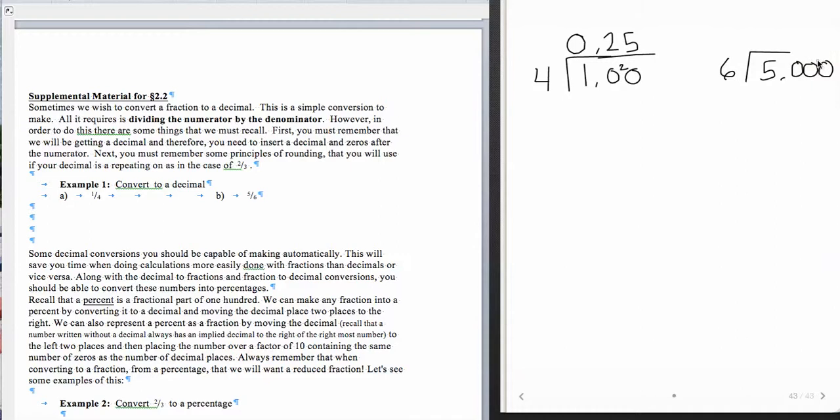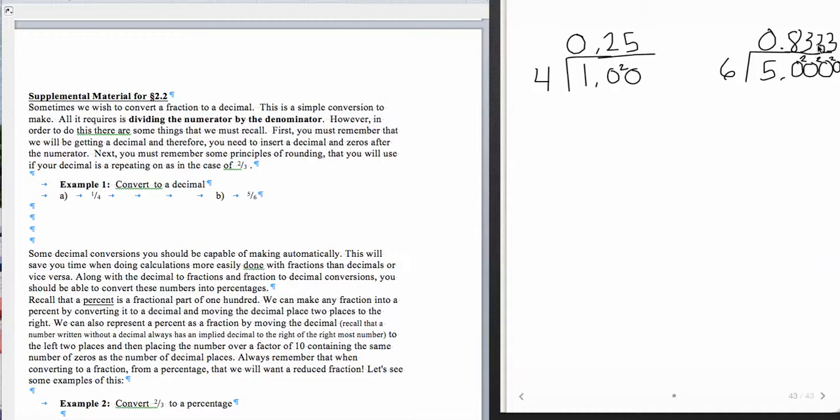6 will go into 5 0 times, the decimal coming up, and then 6 will go into 50 8 times, and there are 2 left over. 6 goes into 20 3 times with 2 left over, and again 6 will go into 20 3 times with 2 left over. 6 will go into 20 3 times, and we begin to feel like a broken record.